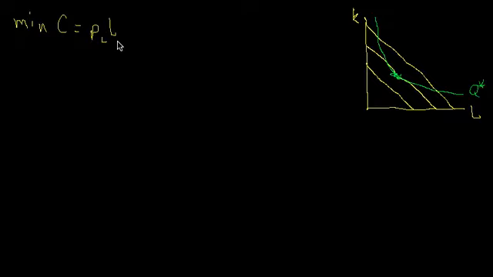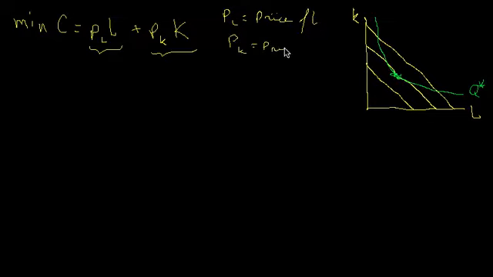If it has two inputs, labor and capital, then the amount spent on labor is the price of labor times the quantity it buys, plus the price of capital times the quantity it buys. So cost is equal to spending on labor plus spending on capital, where PL is the price of labor and PK is the price of capital.